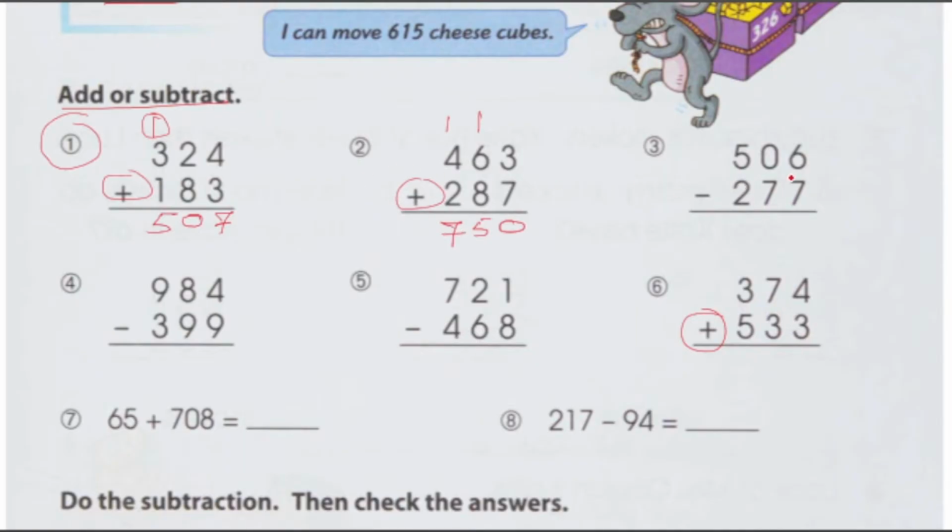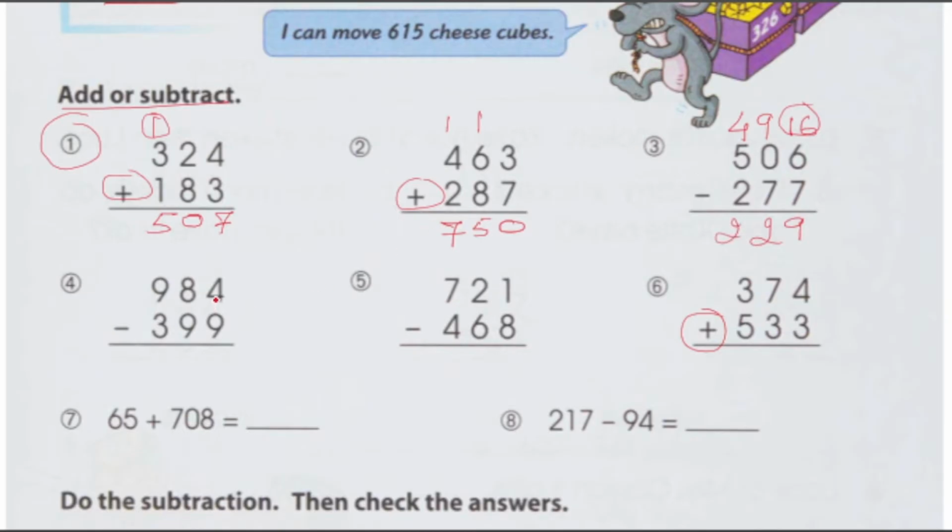Now this is subtraction. We can't subtract 7 from 6, so we have to borrow 1 from this side. So we'll borrow 1 from 50. So it will become 60, and it will reduce to 49. So 16 minus 7 is equal to 9. And 9 minus 7 is equal to 2. 4 minus 2 is equal to 2.